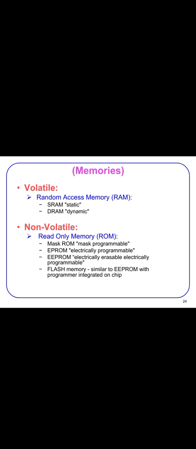Now RAM is the volatile memory, that is, random access memory, and there are two main parts, that is, static and dynamic. Static is called SRAM, and dynamic is called DRAM. Non-volatile memory includes the ROM, that is, the mask programmable memory; EPROM, that is, the electrically programmable; EEPROM, that is, the electrically erasable, electrically programmable; and the last one is the flash memory. It is similar to the EEPROM with the programmable integrating on the chips.